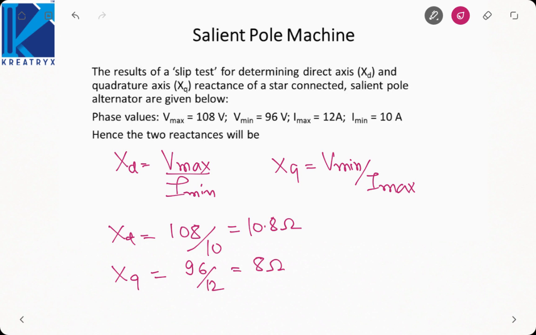So that is how we can calculate two reactances of a synchronous machine, that is direct axis and quadrature axis. So these are the type of problems that can be asked overall in case of a synchronous machine.